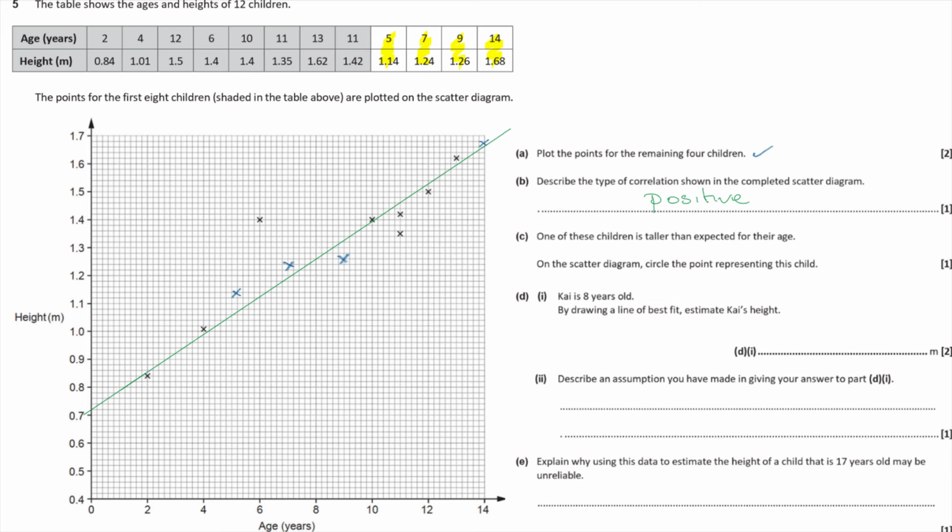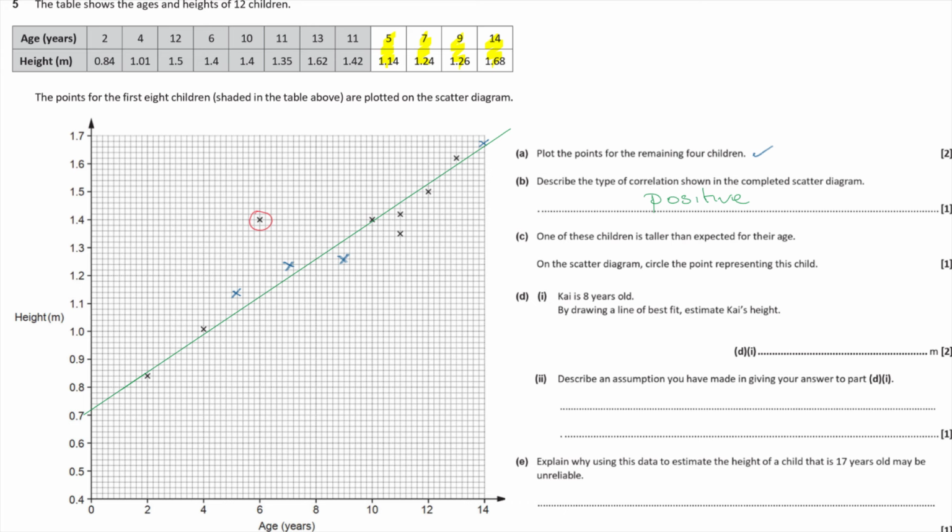Part C says one of these children is taller than expected for their age. On the scatter diagram, circle the point representing this child. Well, I'd already noticed that outlier. It's here, look, this is the outlier. Supremely tall 6-year-old. Yes, they're the odd one out.